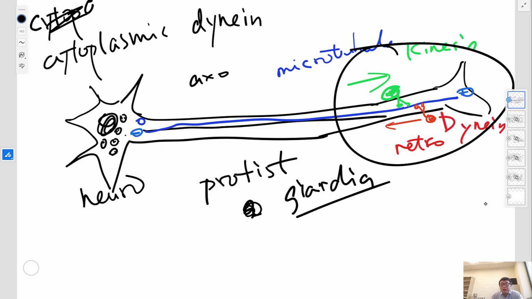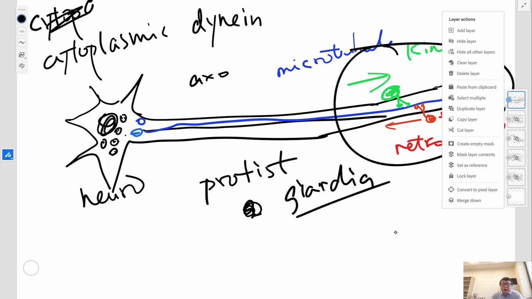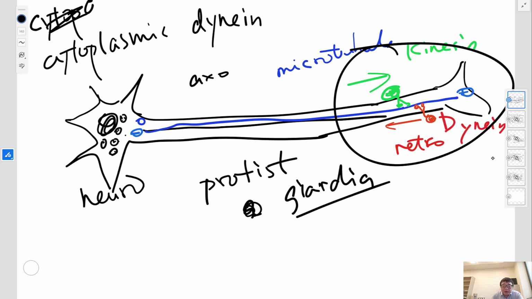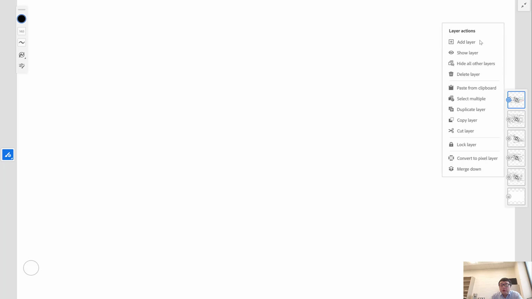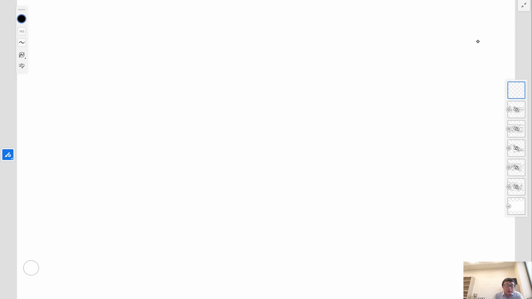I think I forgot one more thing, and also in the cells. Let me finish this one. Kinesin carries cargoes from the minus end to the plus end, from the cell body to the terminal. Dynein carries cargoes from the plus end to the minus end. What I haven't talked about yet is that there's one more structure called cilia. Cilia is basically the same as the flagellum.